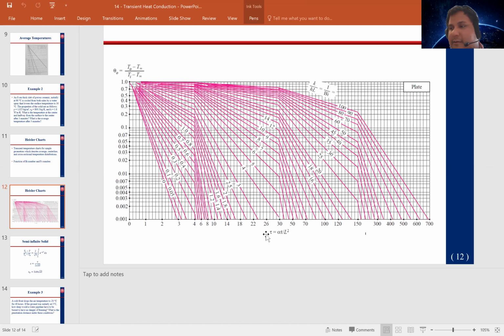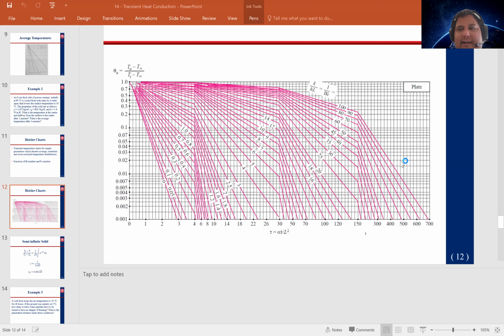Now, in the course module, I did provide a lengthier discussion on Heisler charts. I don't really talk about them a whole lot in class. However, I think they're valuable in the more real cases where the surface temperature will not be constant. It looks complicated, but in reality, it's just, once again, finding two out of the three things you're looking for, and then backing out the third missing variable.